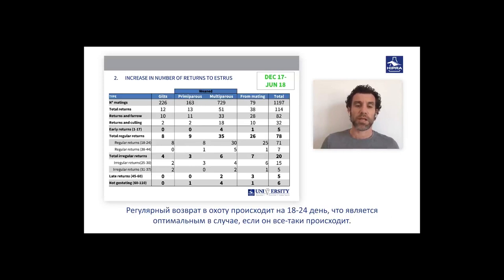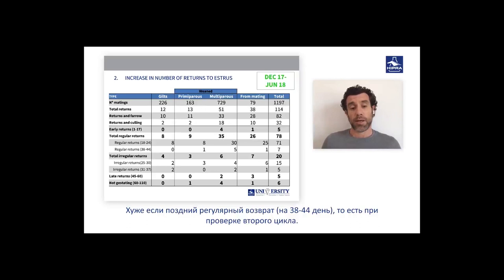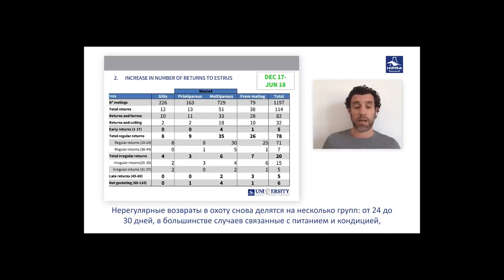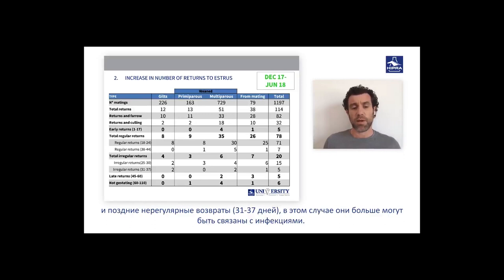Inside of these both groups, you can find regular returns from 18 to 24 days. This is the best situation in the case that you have a return, or late regular returns. That is when you take the second cycle, and in most of the cases here, people have problems with the detection of the returns. The irregular returns are again split in a couple of groups: 24 to 30 days, in most of the cases in relation with nutrition and body condition, and late irregular returns, which in that case could be more related with infections or something like that.